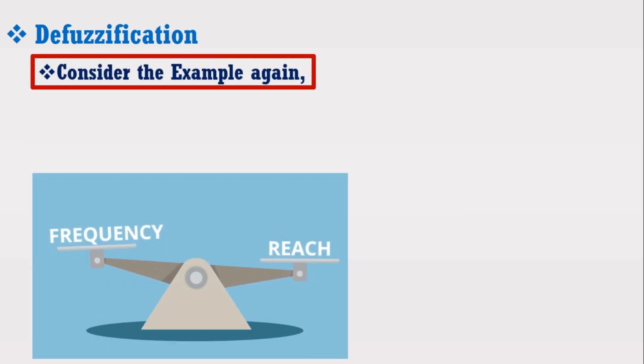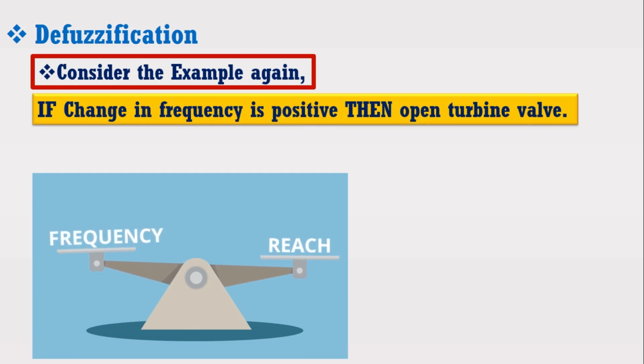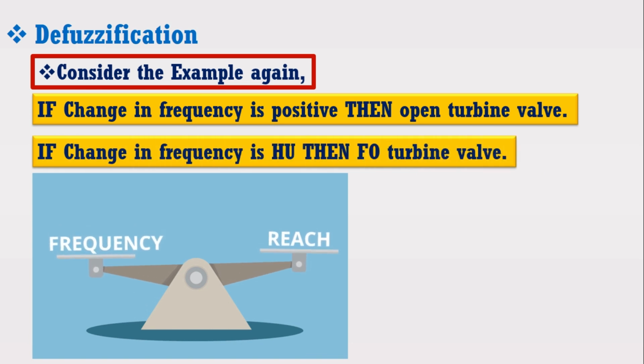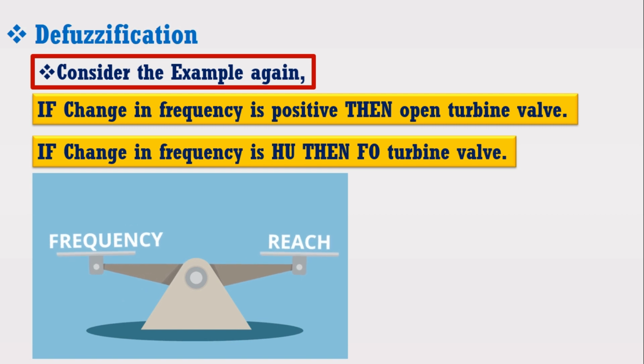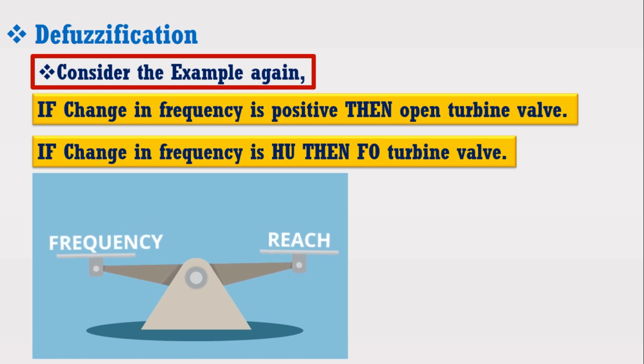We have the rule: if change in frequency is positive, then open turbine valve. Or more specifically, if change in frequency is HU, then FO turbine valve, which means fully open the turbine valve. Now, how to make the fuzzy logic controller understand this full open? Because full open is a name, not a number. Therefore, we have to defuzzify this name into a crisp number.